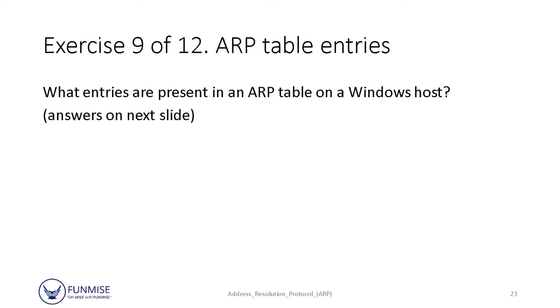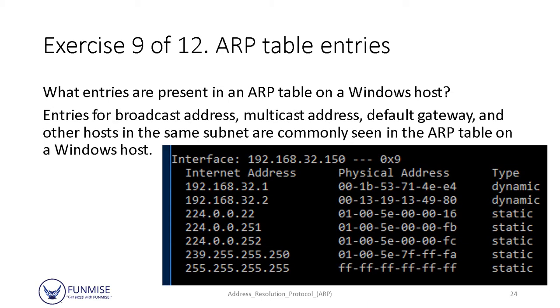Exercise 9 of 12, ARP table entries. What entries are present in an ARP table on a Windows host? Well, as can be seen here in this example, you will have entries for a broadcast address, multicast address, default gateway. Make sure you notice that you will see IP addresses and the corresponding Ethernet address for those addresses. It also shows the type of address.